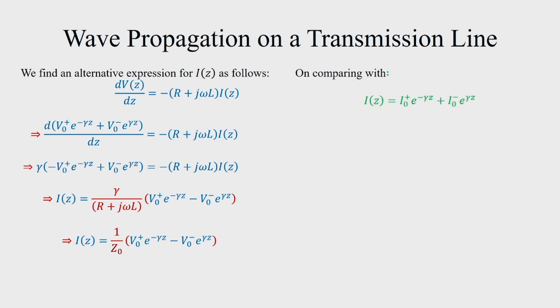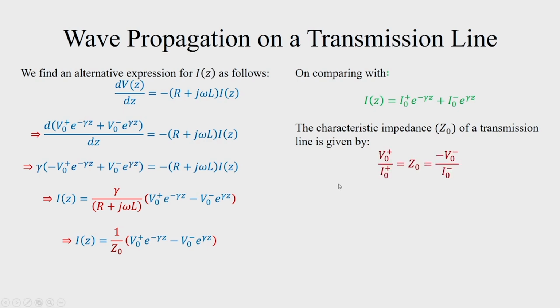with the earlier expression we derived, that means Iz is equal to I naught plus e to the power minus gamma z plus I naught minus e to the power gamma z, then this characteristic impedance Z naught of the transmission line can be defined as V naught plus by I naught plus is equal to Z naught is equal to V naught minus divided by I naught minus.